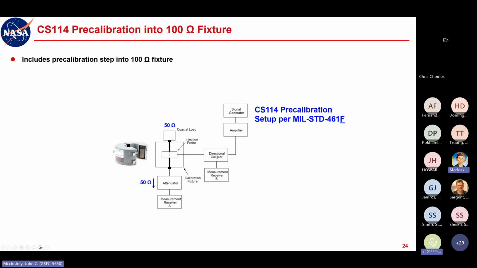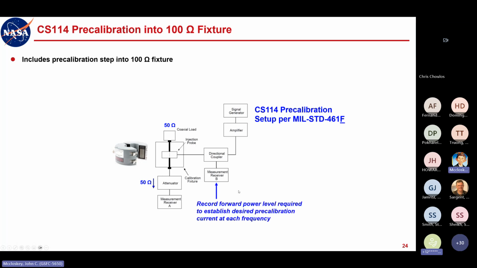Okay. But the main thing is you have a signal generator and amplifier that's driving the injection probe, and then you have a 50 ohm dummy load on one end, and then the 50 ohm input of your measurement device on the other side. So that's what makes it a 100 ohm fixture. You have a pair of 50 ohm impedances on either end of this thing.